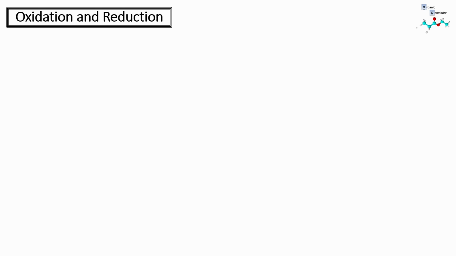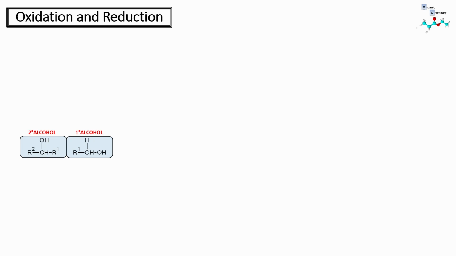Okay, so what we're going to look at here is the common oxidation and reduction equations that we need to be familiar with in level 3 organic chemistry. Now, if we are going to look at oxidation reactions, what we're interested in is primary and secondary alcohols.